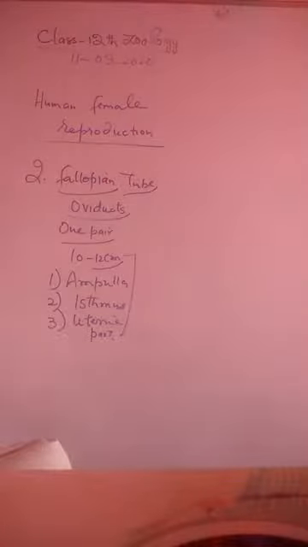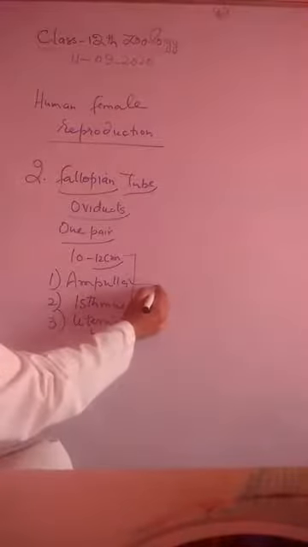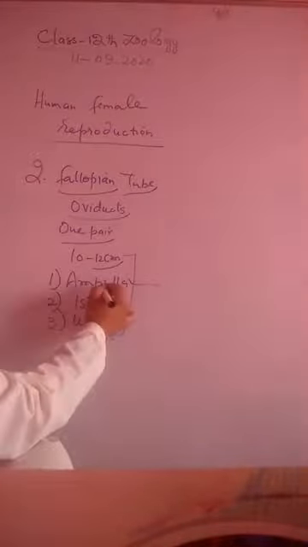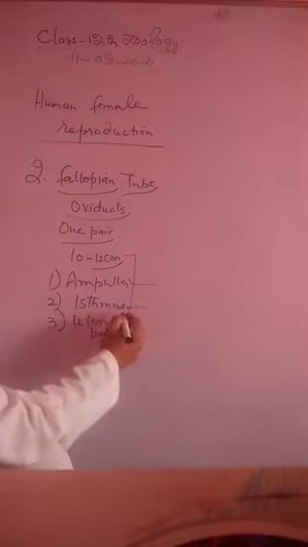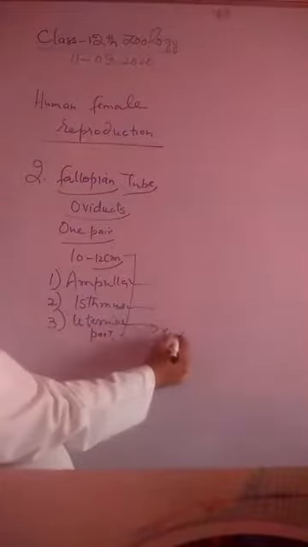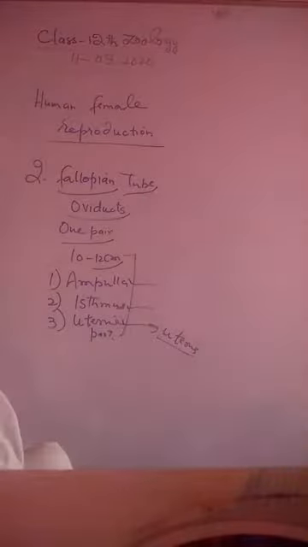The ampulla is outer and wide, 3 millimeters in diameter. The isthmus is middle and narrow and ciliated. The uterine part is the inner narrow part which opens in the upper part of the uterus. Later on, this oviduct terminates into the uterus through the uterine part.